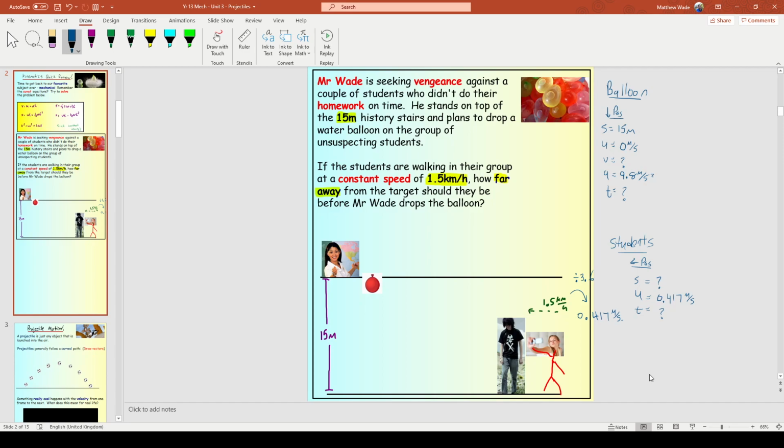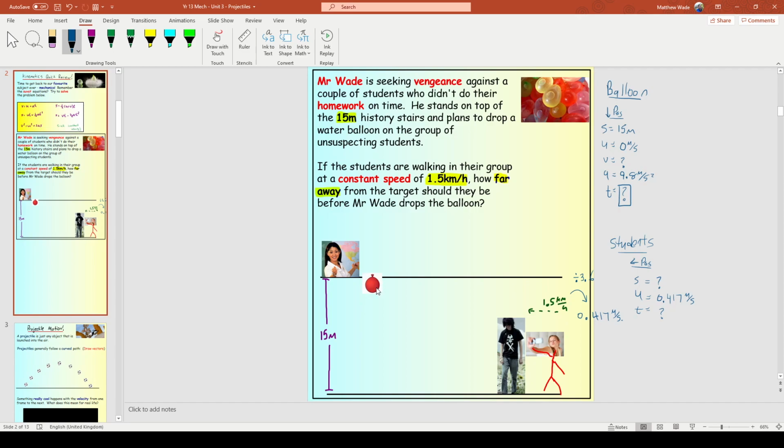I've laid out the balloon, I've laid out the kids. What do I need to do? That's it, buddies. You've got it. If I can figure out the time it takes for the balloon to fall, then that means I can figure out that I need to drop it that many seconds before the kids arrive.